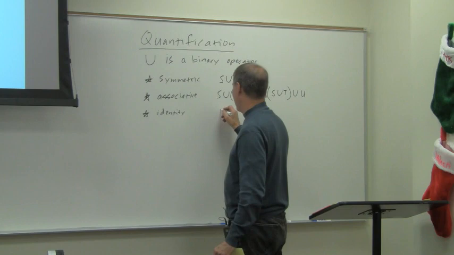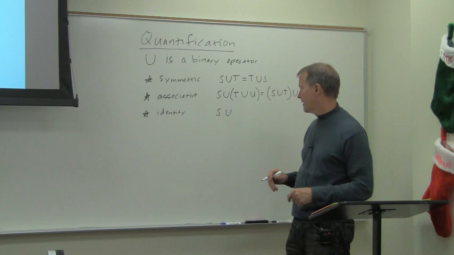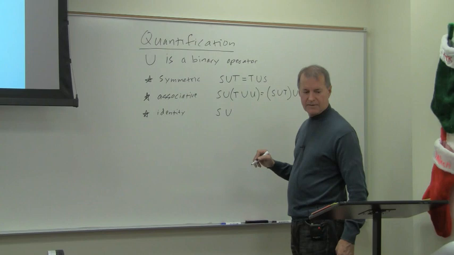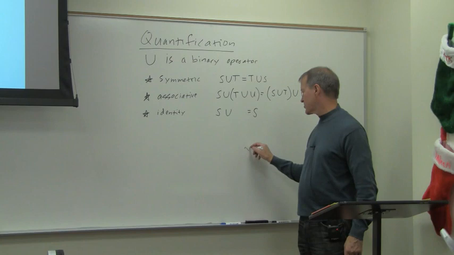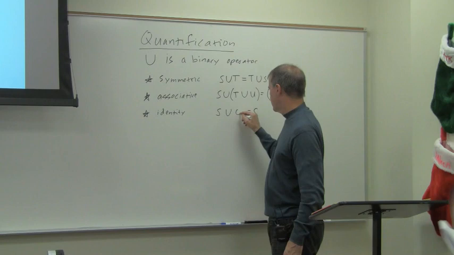The identity. S union... no. The zero is S union universe. Everything that S has in common with the universe would give you S. Is that what it takes to be an identity? Yes. Because the identity for multiplication is x times 1 equals x, right? So S union the empty set. What is union?